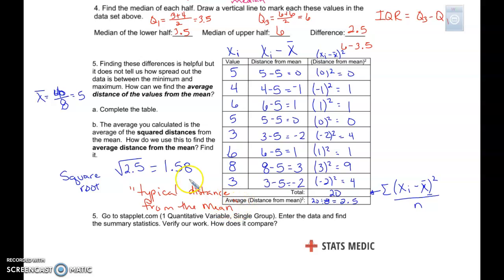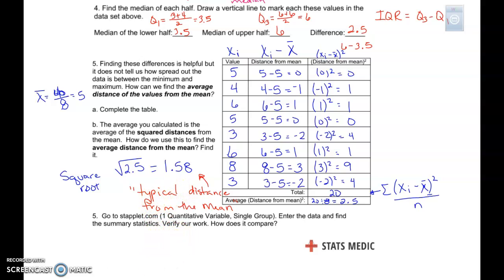So we just kind of took the average of all of them, figured out how far they are from the mean, and you can say that the typical standard deviation for the number of colleges chosen is 1.58 from the mean of 5. So it can either be 1.58 above or 1.58 below. So that's the typical deviation.